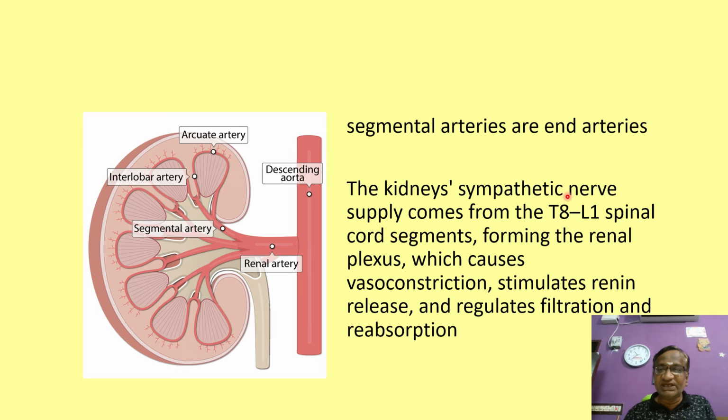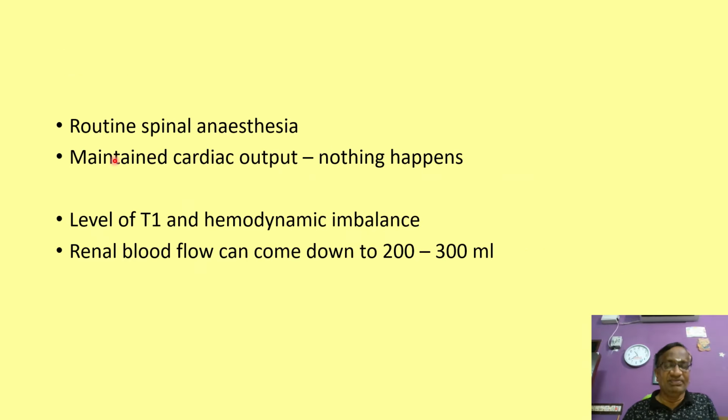Now you see, if the sympathetic is blocked, does it cause vasodilatation of the kidneys? Because the sympathetic is in charge of vasoconstriction, spinal may cause renal vasodilatation. But all that doesn't happen because in routine spinal anesthesia, cardiac output is maintained. Whatever it is, nothing happens. Only if the level is very high and there is a hemodynamic imbalance can the renal blood flow come down to 200 to 300 ml. This is very important in patients with atherosclerosis, old age, diabetes, hypertension. All these things, this matters. Otherwise, it doesn't matter.